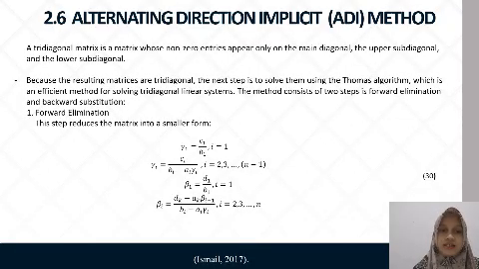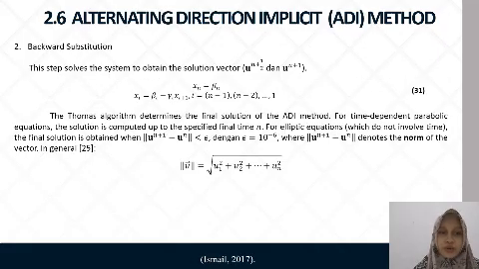A tridiagonal matrix is a matrix whose non-zero entries appear only on the main diagonal, the upper subdiagonal, and the lower subdiagonal. Because the resulting matrices are tridiagonal, the next step is to solve them using the Thomas algorithm, which is an efficient method for solving tridiagonal linear systems. The method consists of two steps: forward elimination and backward substitution. Forward elimination can be seen in equation 30 and backward substitution in equation 31.